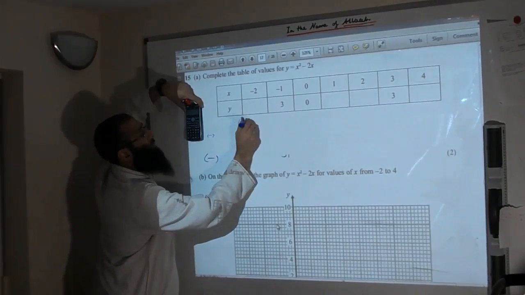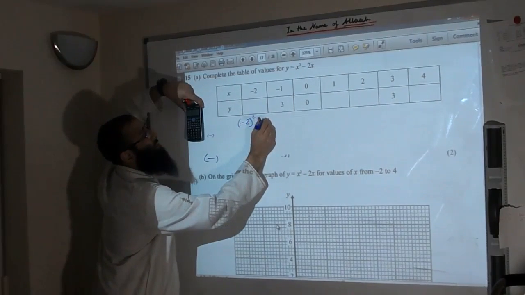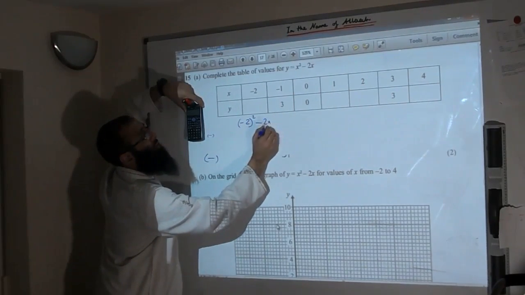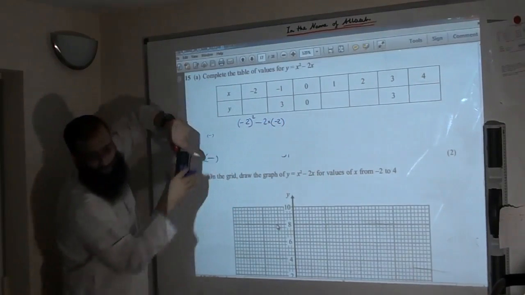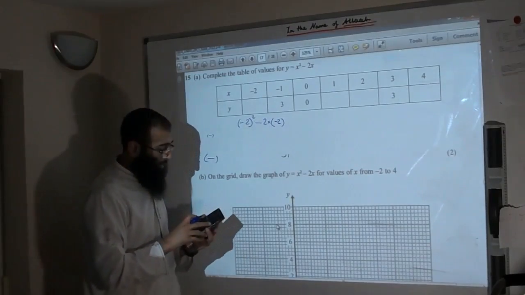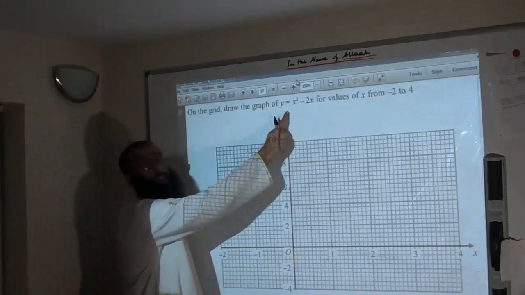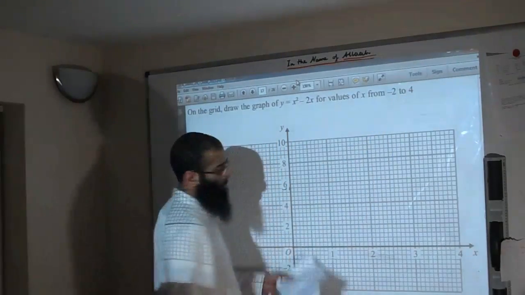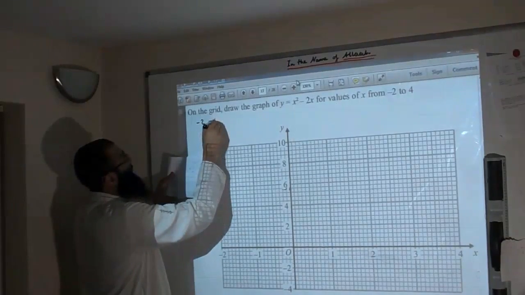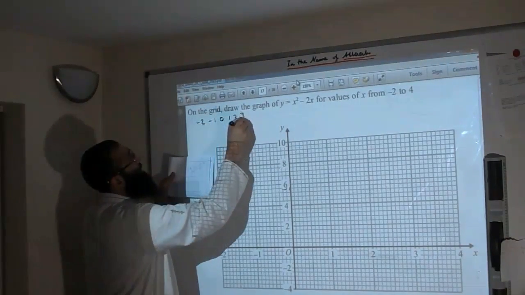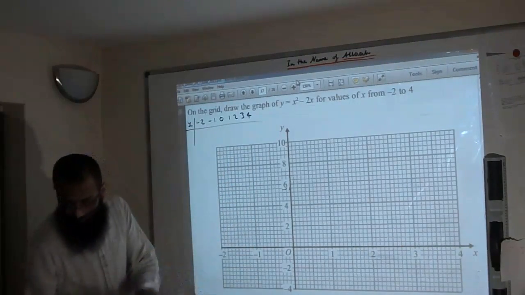Use that one. So minus 2, and then the squared button, and then take away 2 times by the minus 2, put another bracket. So this is how you enter that into the calculator. So okay folks, have a go at that. That's lovely. So on the grid, draw the graph of y equals x squared minus 2x for the values of x minus 2 to 4. Let's just quickly draw out the table of values over here. Minus 2, minus 1, 0, 1, 2, 3, 4. That was the x. Okay, then we have the y values.